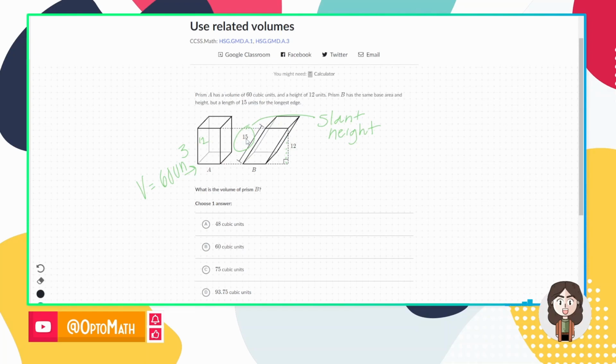What is the relationship between the volumes? This is another example of Cavalieri's principle. Same base area, same height. They are both the same family of solids. They're both prisms. So just because it's slanted does not change the volume. So their volumes are equivalent. So let's check.